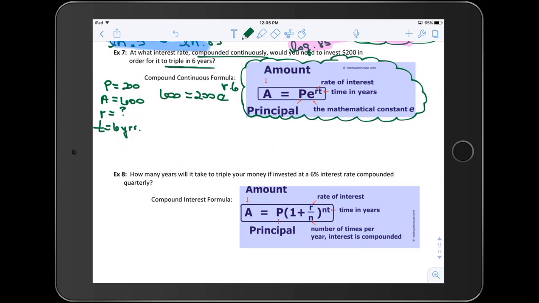I'm dividing both sides by 200, which gives me 3 equals e to the 6r. Like I just said, you cannot solve exponentials where the variable is in the exponent spot without logs. Now notice this is base e, so I'm going to use natural log on both sides.